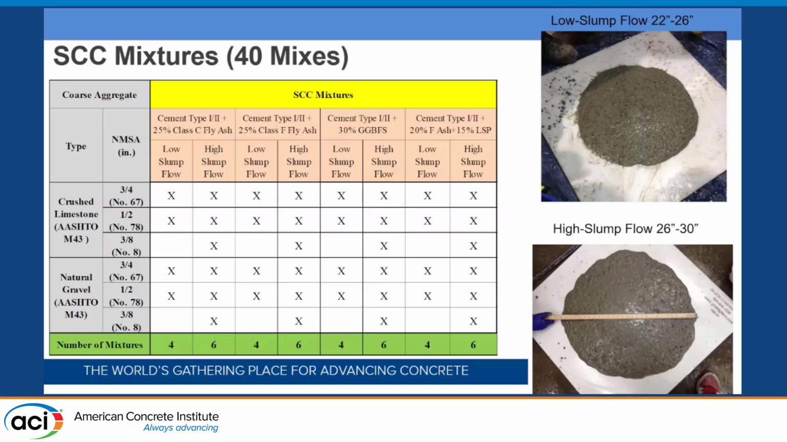We also split the categories of SCC into a low slump and a high slump. The reason for that is that some bridge applications don't need to have a 30 inch spread. 22 to 26, which we considered a low slump, is applicable in many bridge components. Other components that have high intensity of reinforcement and very difficult geometry require a much higher slump. So we had a group that is 26 to 30 inches. That shows pretty much the matrix that explains all types of SCC that we studied in this project, which has a total of 40 mixes.